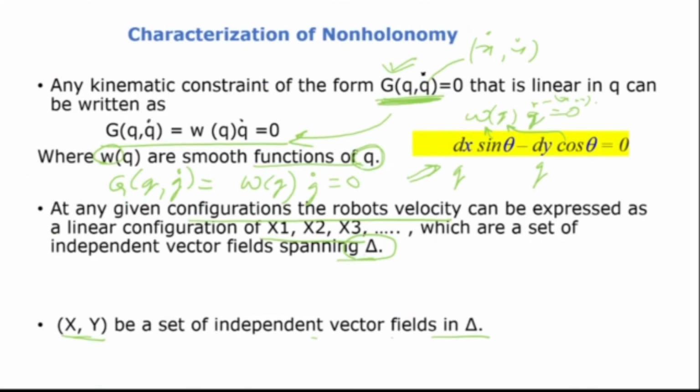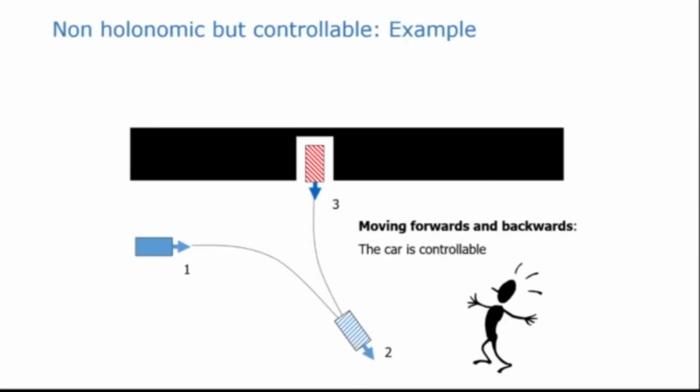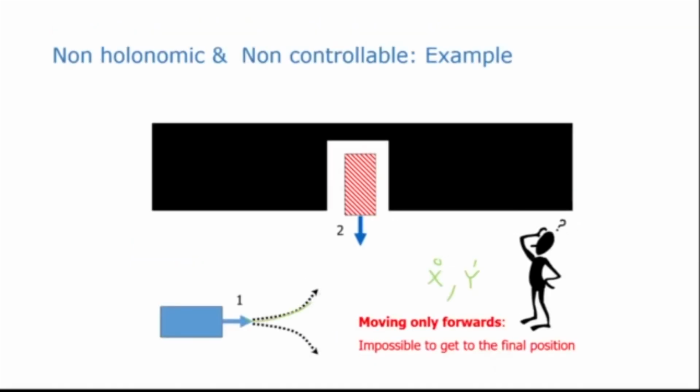Now, a non-holonomic constraint of this form can be written as W into q dot is equal to 0, and because of this, the system is fully controllable. Why? Because at any given configuration, the robot velocity can be expressed as a linear combination of x1, x2, x3, which are a set of independent vector fields spanning delta. What this basically means is that in this particular case, the robot can only go this side and front, okay, but not backwards. In this case, the system is not controllable.